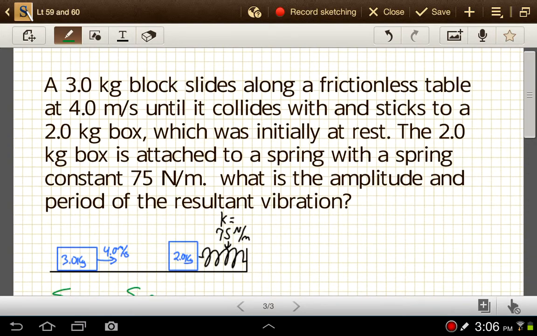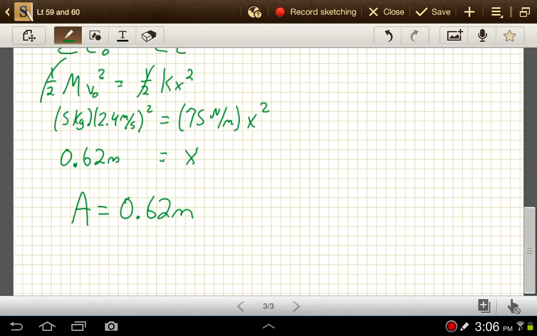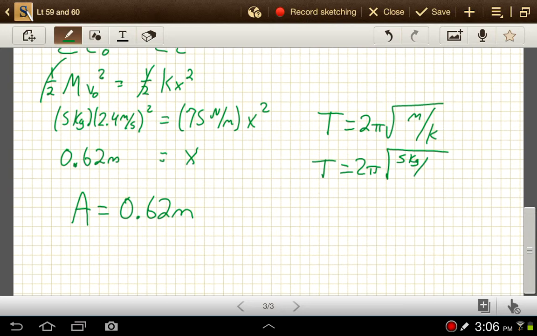The other question was the period of the resulting vibration. So period is equal to 2 pi square root m over k. Nothing tricky here, except got to make sure that for that mass we use 5 kilograms divided by 75 newtons per meter. So our period then is going to be 2 pi times 5 over 75 square rooted, and we get 1.6 seconds.